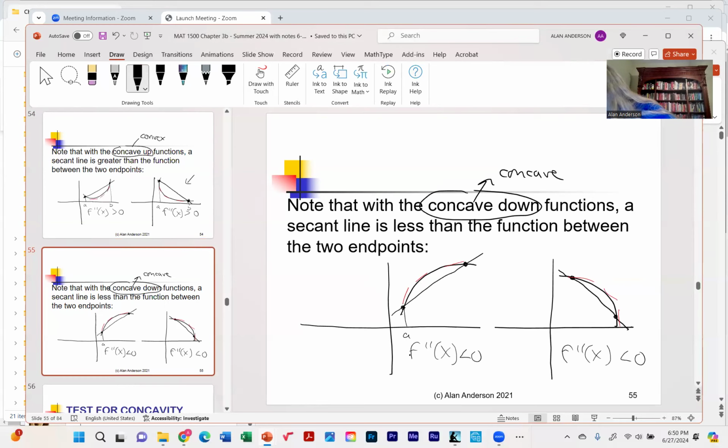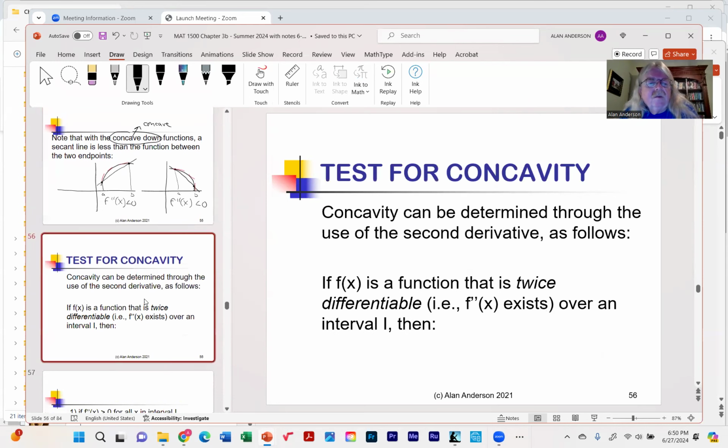At least over these intervals means that they're concave or concave down. By the way, you do sometimes run into functions that are convex or concave throughout the entire function, but we can define it over a specific interval. And so we're going to check for concavity or convexity.